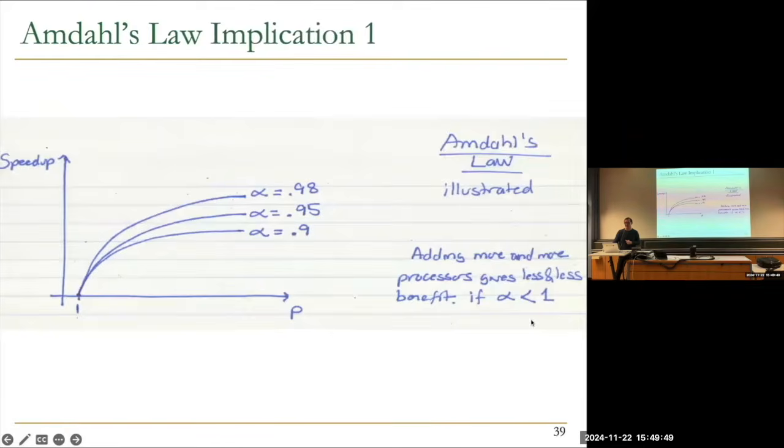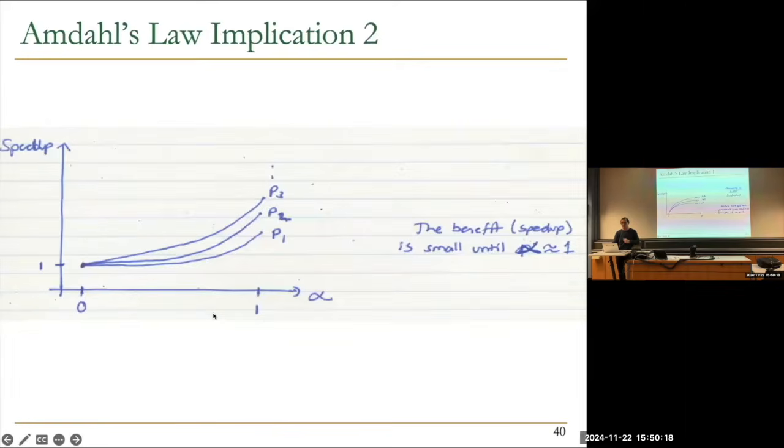Now, if you start drawing things nicely, this is 1, this is P, this is the speedup, and these are the speedup curves that I drew clearly with my hand. You could draw this nicely with some other program. But you can see the key point over here is adding more and more processors gives less and less benefit if alpha is less than 1. The parallelizable part is less than 1. So you need to be really close to 100% parallelizability if you want to see more and more benefit.